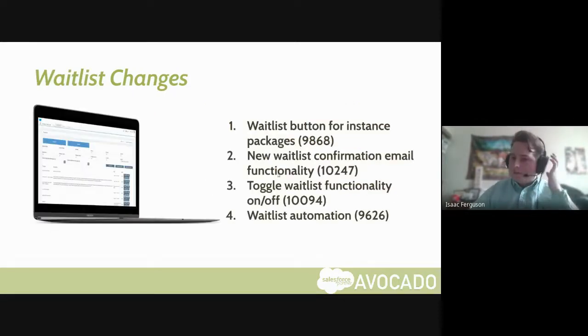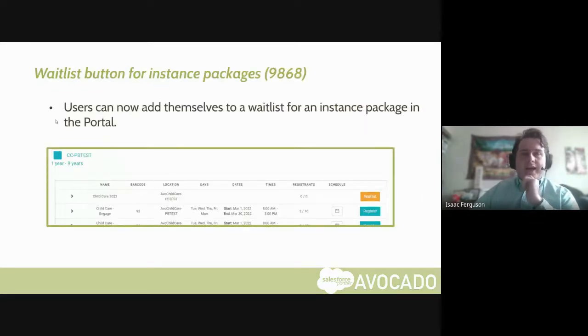And moving on to some changes and features pertaining to the waitlist. I have four to talk about here. First, we've added a waitlist button for instance packages in the portal. So portal users can now add themselves to a waitlist for an instance package in the portal. And here's just a quick example of what they'll see when they're browsing those instance packages in the portal. And there's our waitlist button right there.